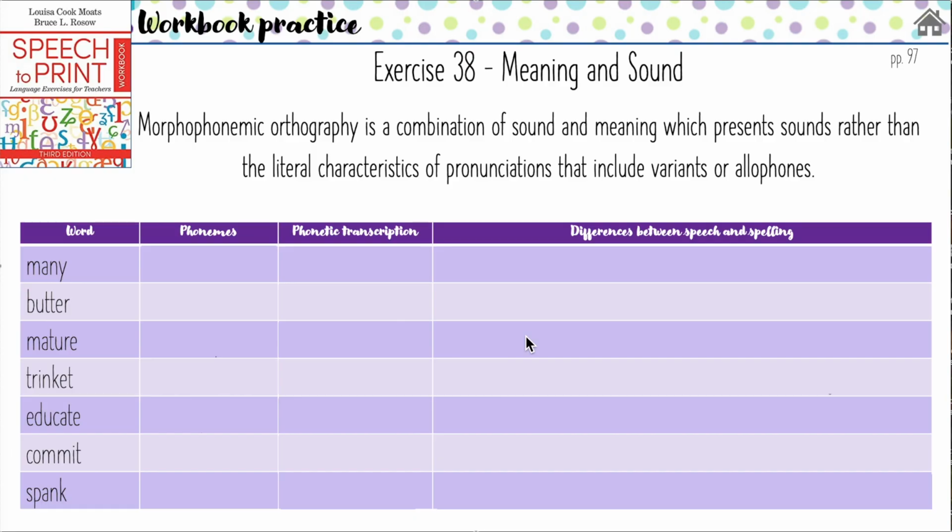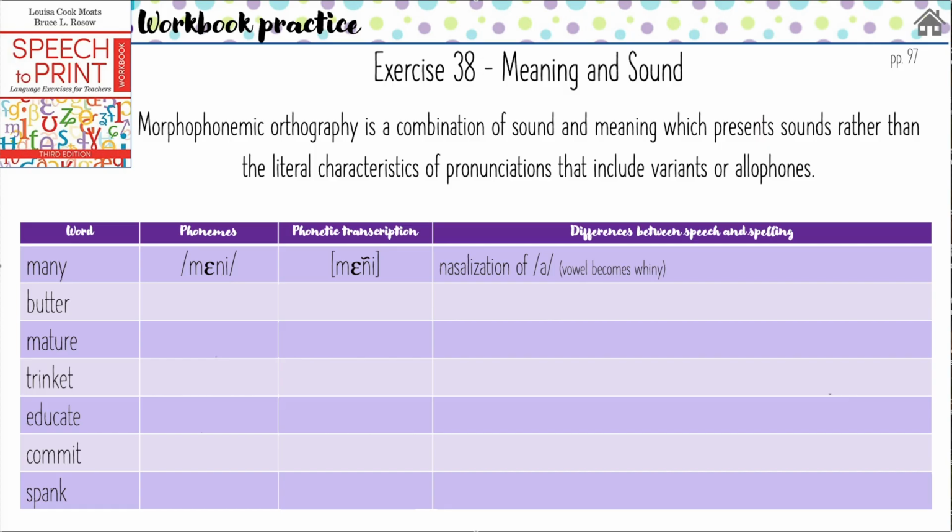So let's take a quick look at how that morphophonemic orthography does that combination of meaning and sound. If you want to practice on this one, it is exercise 38 in your workbook, and that workbook page is 97. If I look at the word many, we've got m, e, n, e. So we have 4 phonemes, which we just transcribe like this. You see there's that slight nasal influence on the n. And the difference is that you're going to have a nasalization of the vowel. The vowel becomes whiny a little bit, and that's because of the phonemic influence of the n.